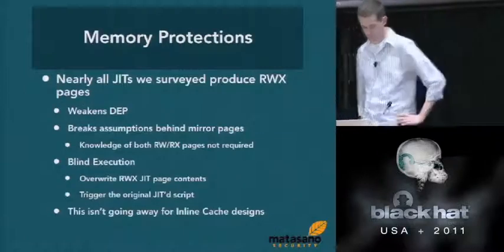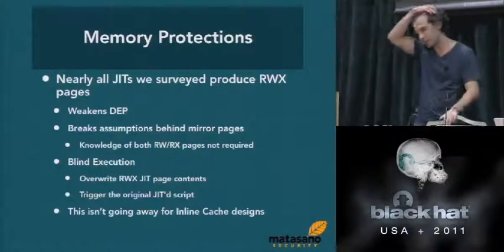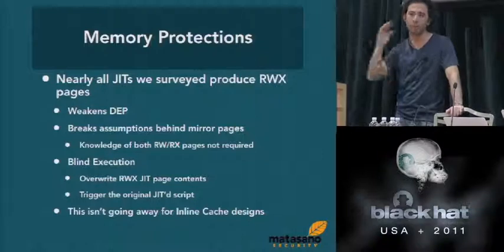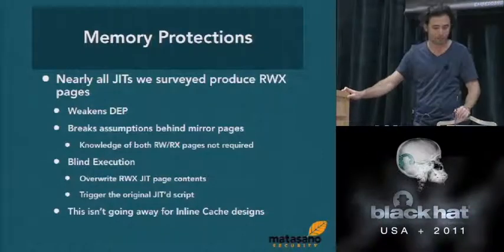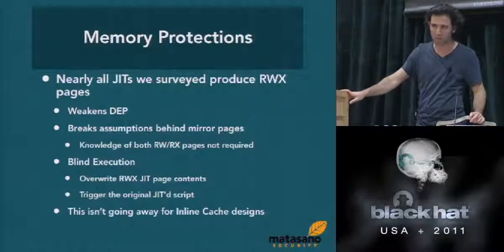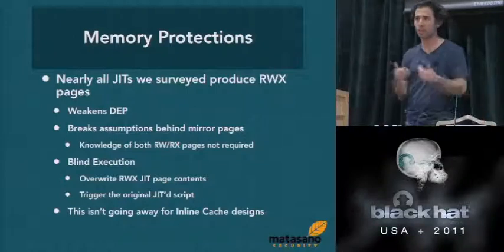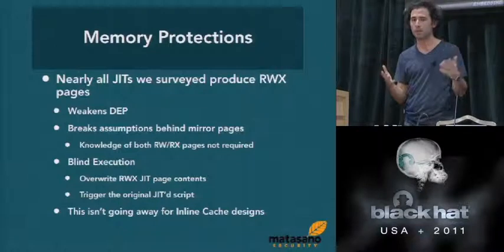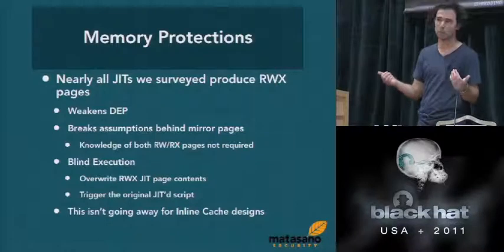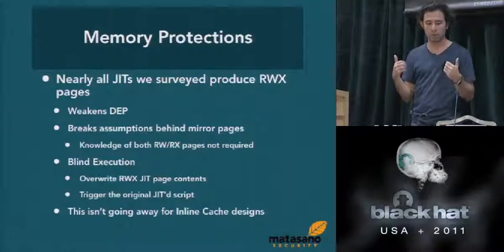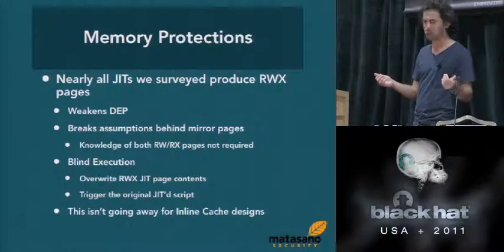So I think one of the main side effects of JIT engines is that they always need, for the most part, writable and executable memory. So this weakens DEP quite a bit. This breaks assumptions behind mirror pages, which try to separate the stuff you're writing to from the stuff you're executing. So you'll have two mappings to the same memory, one marked writable and one marked executable. So you write to one place and you execute from the other place.